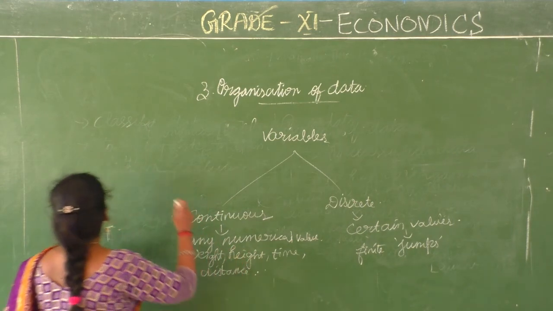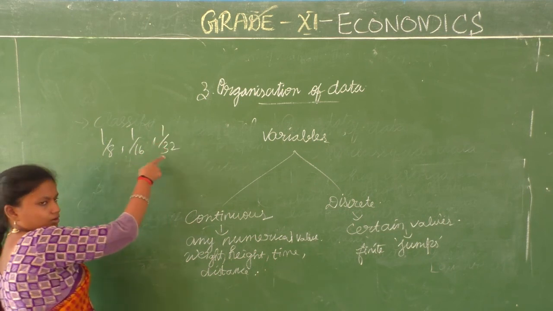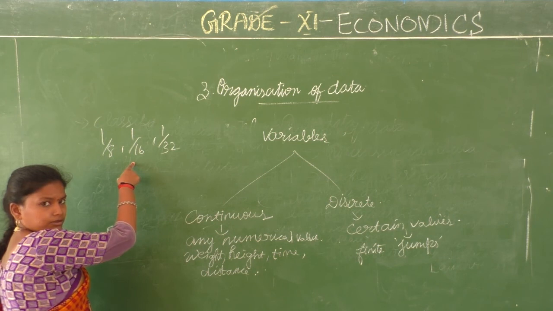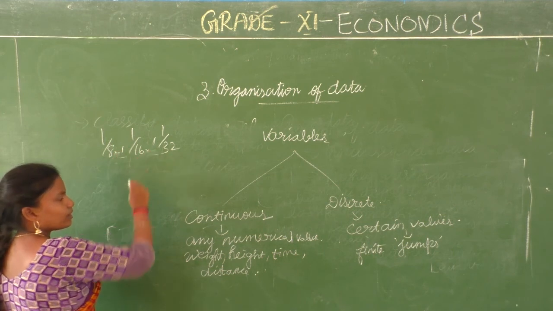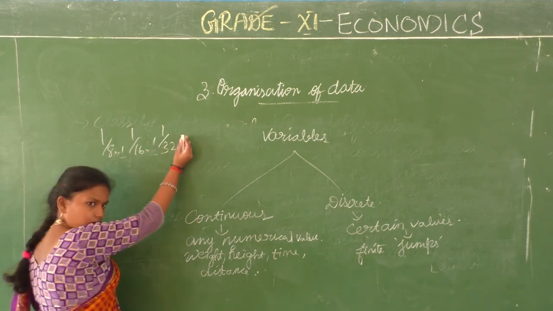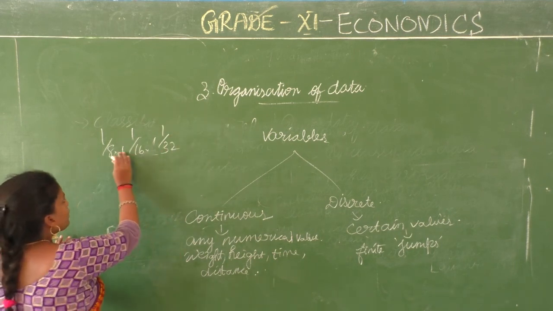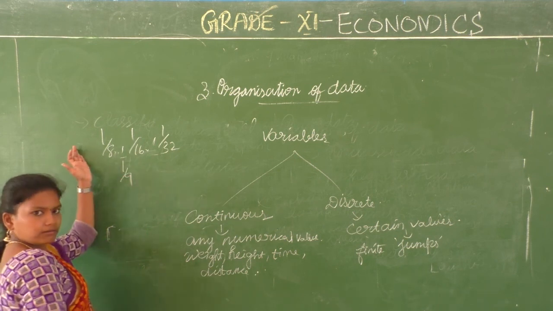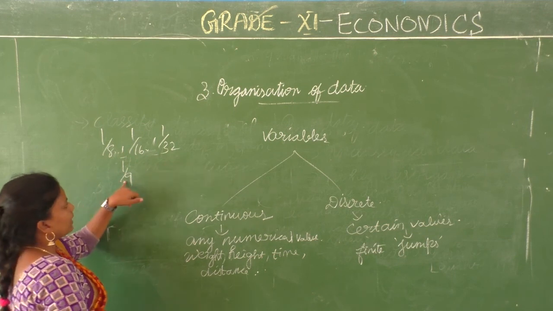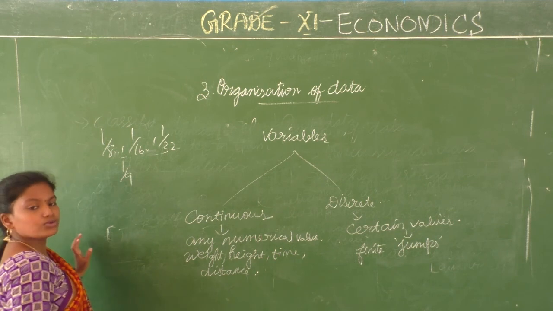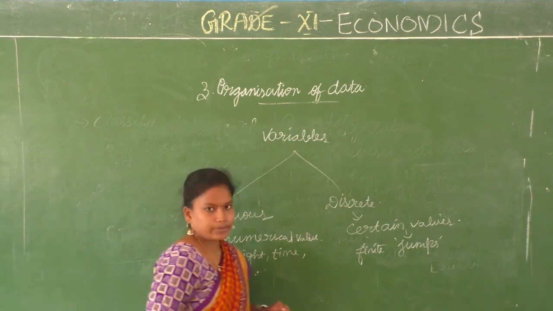For example, when you say 1/8, 1/16, 1/32, what are all these? Powers of 2, 8 into 2, multiplied by 2 values are there. These are also called discrete variables. They are fractions, but they are discrete variables. Why? Because you cannot take 1/9 in this order. Why? It's all multiples of 2. 9 is not a multiple of 2. Like this, you can say that even fractional values can be discrete variables.